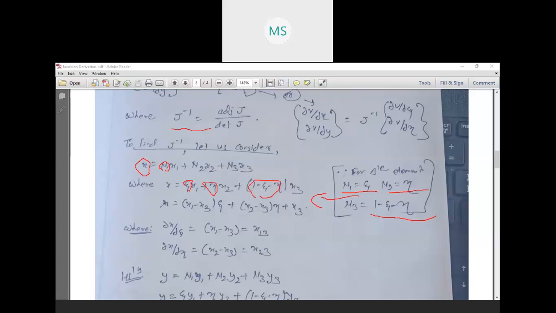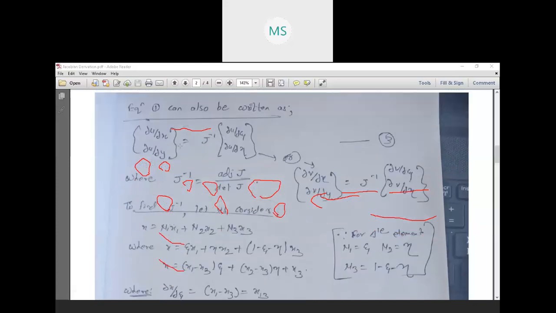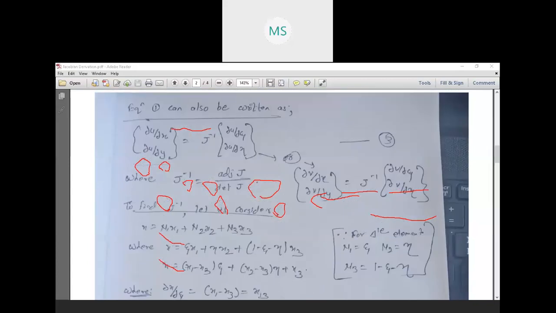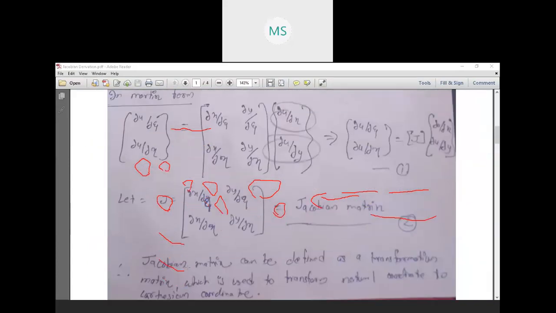So when you do it like this, you can get the relation between the Cartesian coordinate system and the natural coordinate system. What is the use of this? Why are we doing all this? We are doing this because I know that I want del x by del eta and del x by del zeta. You can see here what I want is del u by del zeta, del x by del zeta and del x by del eta. Where is it? We will check this out.